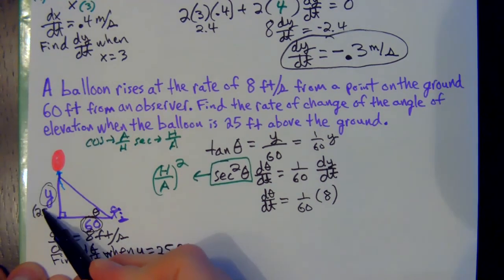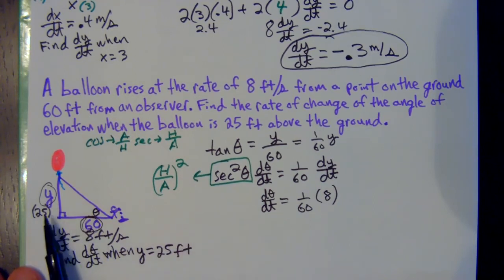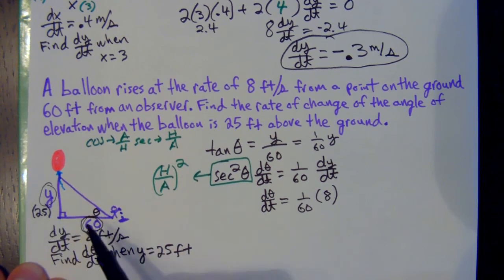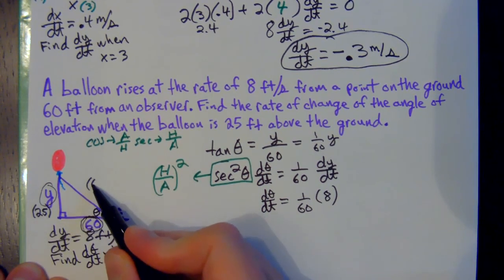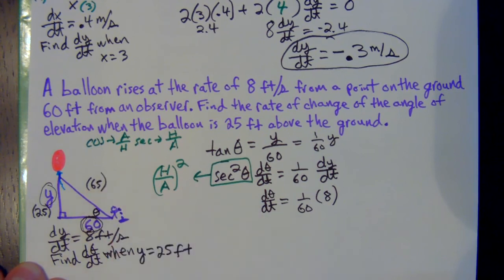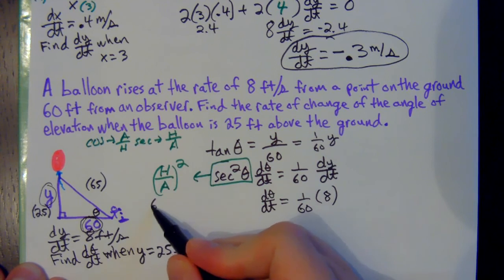So I'm going to use my SOHCAHTOA, and we're pausing it at that instant that y is equal to 25. So now that's 25, that's 60. Now at this instant, you can do your Pythagorean theorem. If you do that correctly, 25 squared plus 60 squared, you're going to calculate that the hypotenuse is going to be 65.